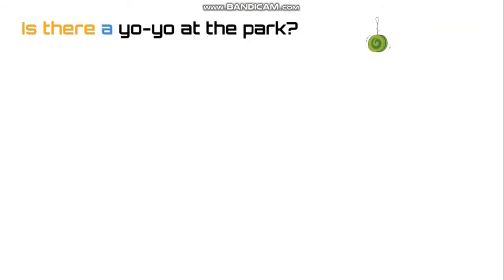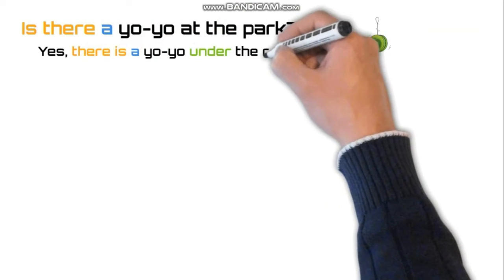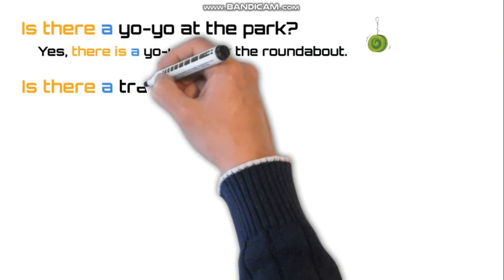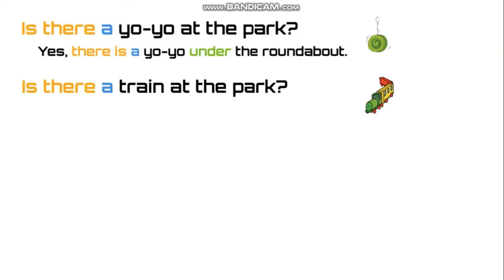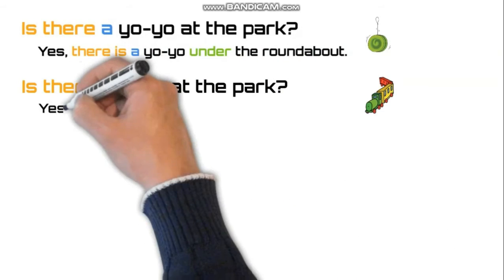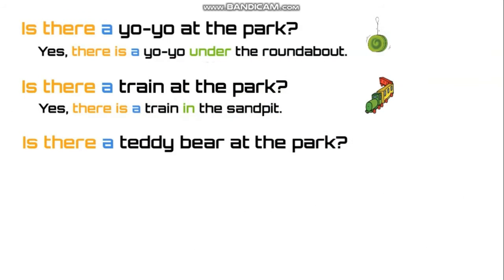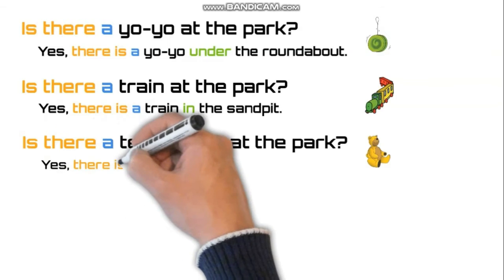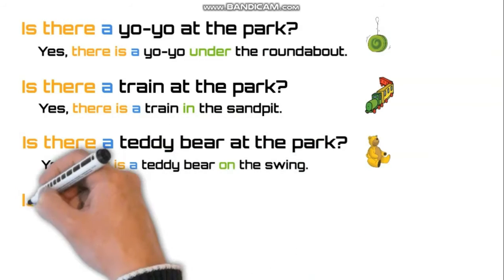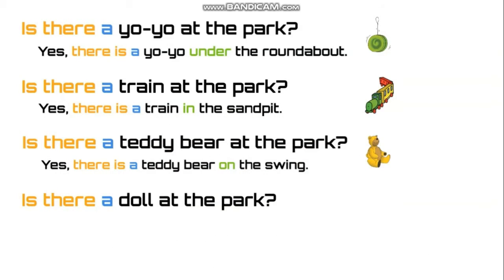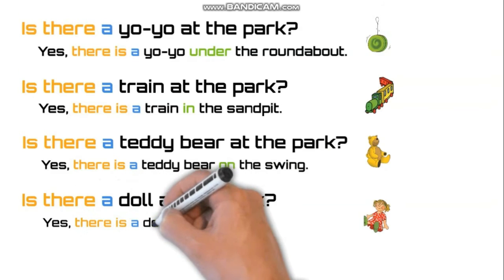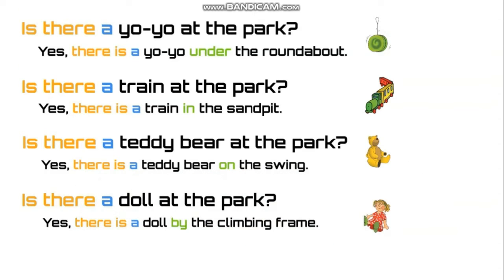Is there a yo-yo at the park? Yes, there is a yo-yo under the roundabout. Is there a train at the park? Yes, there is a train in the sandpit. Is there a teddy bear at the park? Yes, there is a teddy bear on the swing. Is there a doll at the park? Yes, there is a doll by the climbing frame.